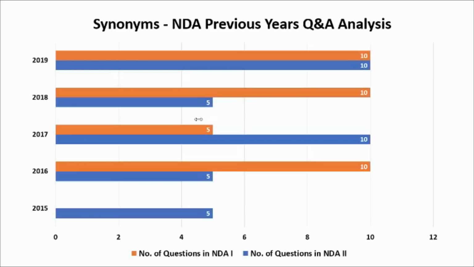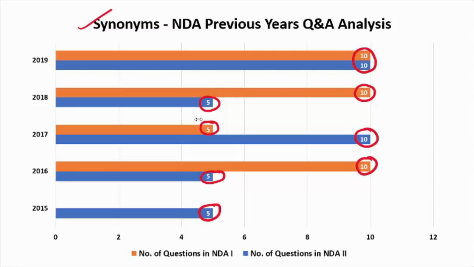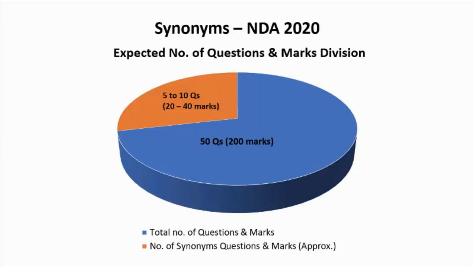Moving on to synonyms. The least number of questions from synonyms was 5, which came in 2018 NDA 2, 2017 NDA 1, 2016 NDA 2, 2015 NDA 2. And the largest number of questions was 10, which came in both 2019 NDA 1 and 2, 2018 NDA 1, 2017 NDA 2, 2016 NDA 1. So you can now expect about 5 to 10 questions from synonyms in your upcoming NDA examination, carrying 20 to 40 marks out of total 200 marks in your NDA English section.